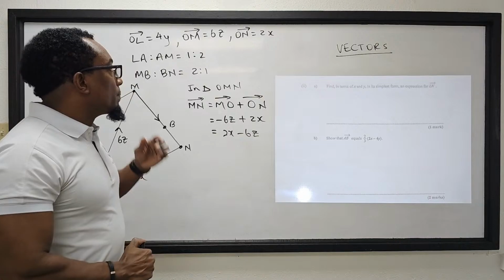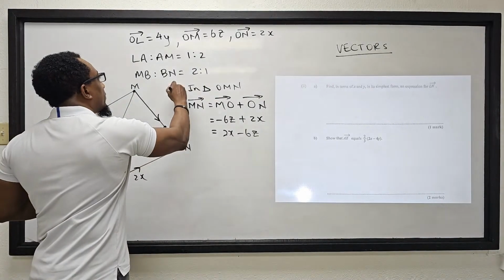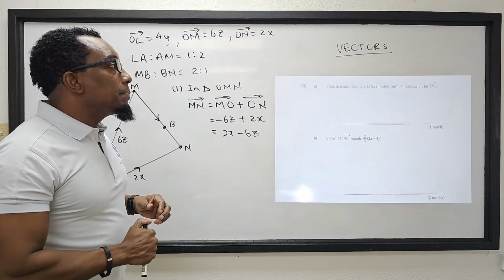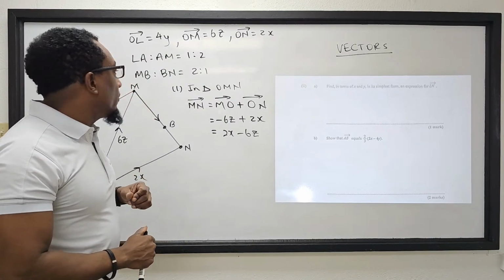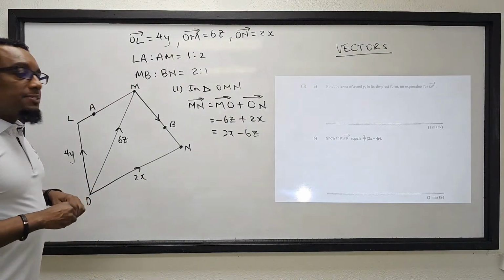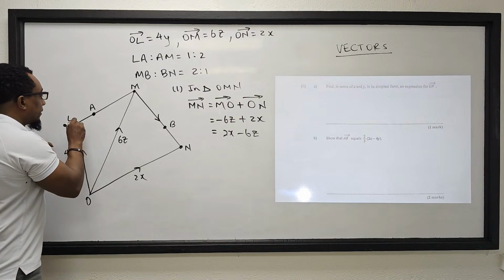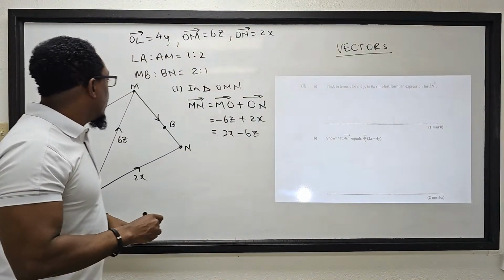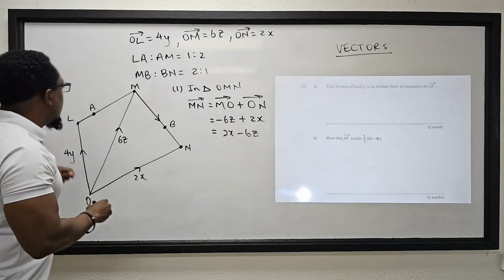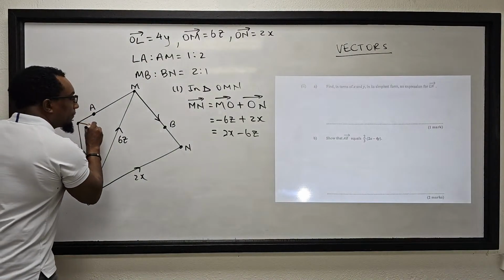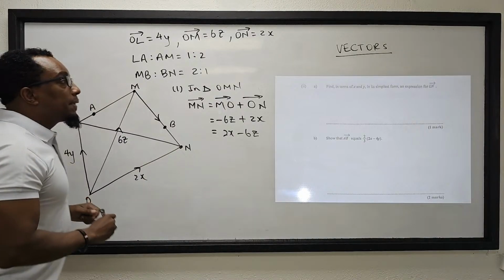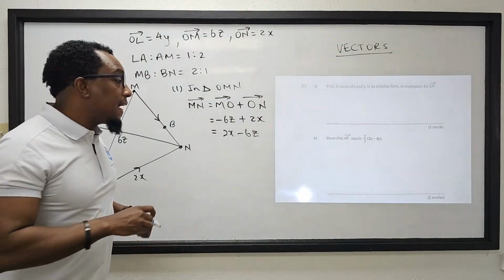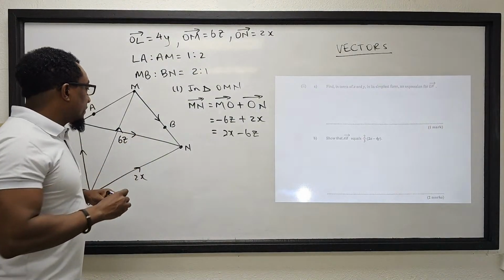Let's look at part 2. So part 1, part 2: find, in terms of x and y in its simplest form, an expression for LN. So where's LN? This is LN here. So I have L, I have N, and what I need to do is connect by drawing a line from L to N. So let me draw a line from L to N. And because it's a vector LN, I must put a direction, my arrow indicating the direction on my vector quantity.